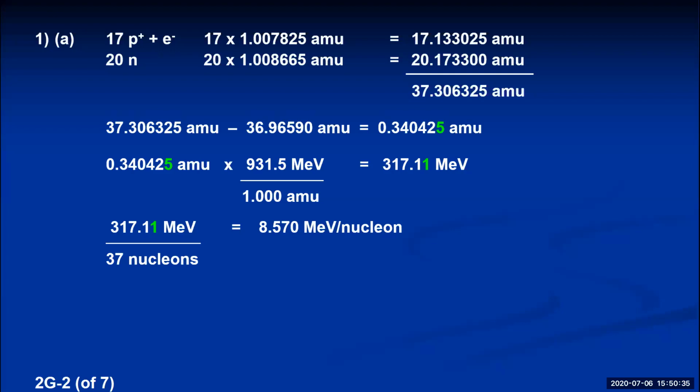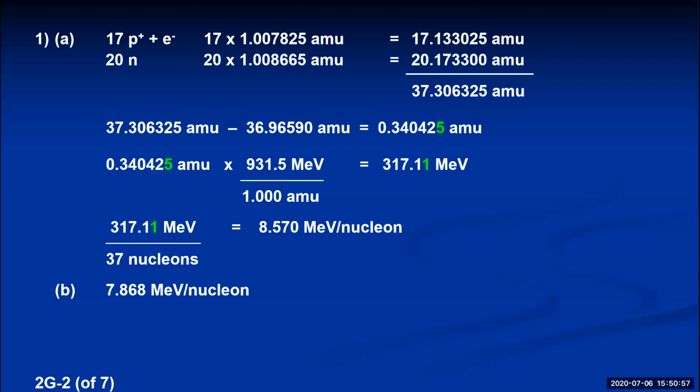B, for the lead-208 atom, done the same way: calculate the theoretical mass of a lead-208 atom, subtract the theoretical and actual masses to get the mass deficit, convert it into energy units, divide it by the number of nucleons, which should be 208, and the answer should have come out 7.868 MeVs per nucleon.